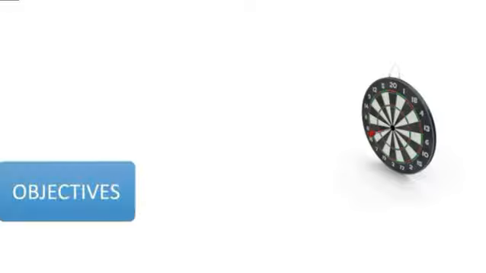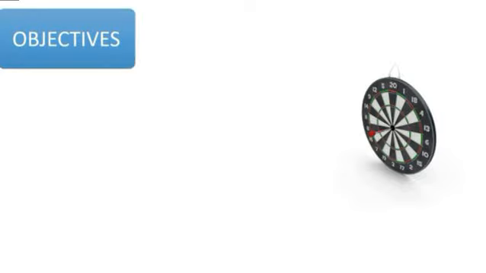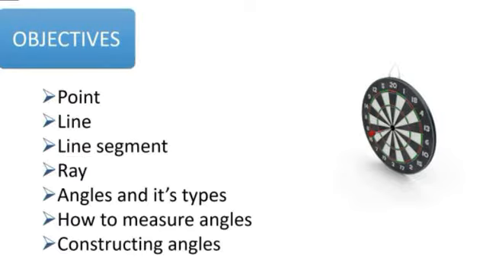So now we are going to have a look at what we are going to learn in this video. We are going to be learning about point, line segment, ray, angle and its types, how to measure angles and constructing angles. So let's first discuss about point.